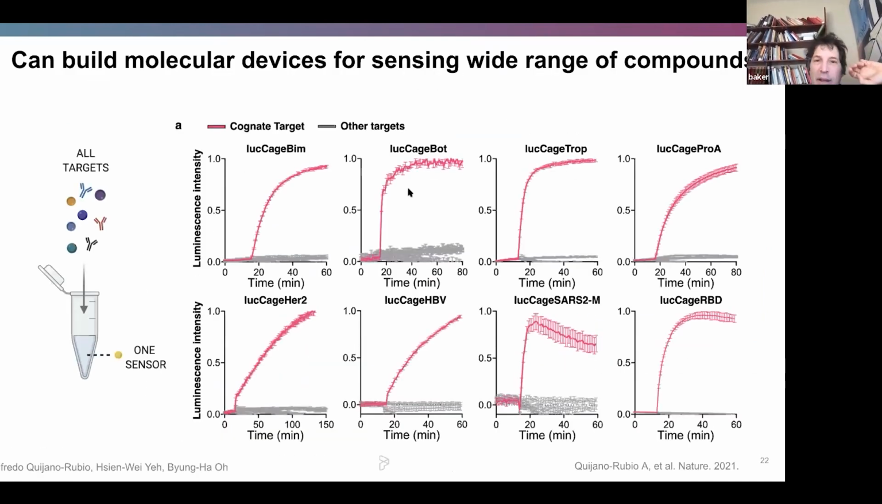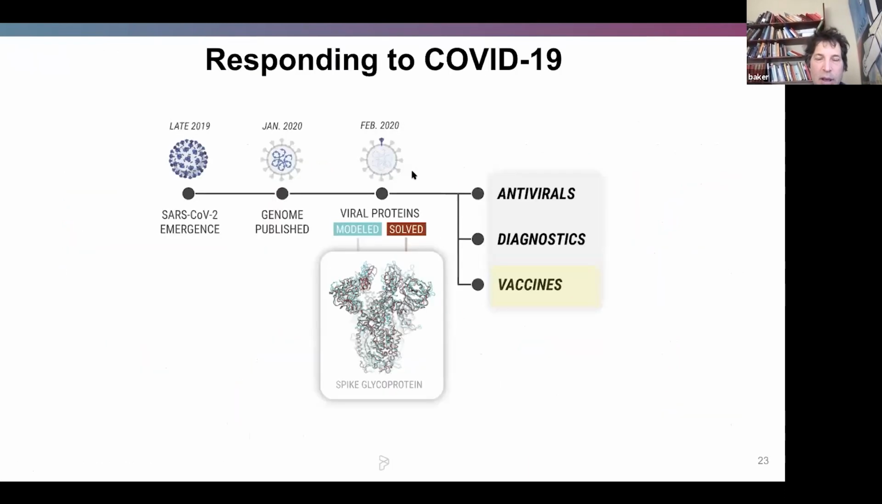And maybe I'll just skip through this part. We've used this method to make devices that sense a wide variety of different compounds. For example, this is troponin, which is involved in heart attacks. This is botulinum toxin. In each case, we take all these sensors, we add the compound, and only the sensor that was designed to bind, for example botulinum toxin, binds to botulinum toxin.